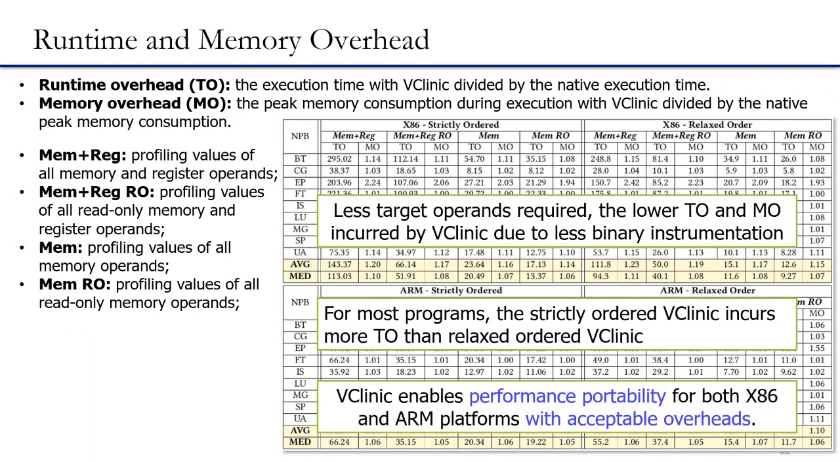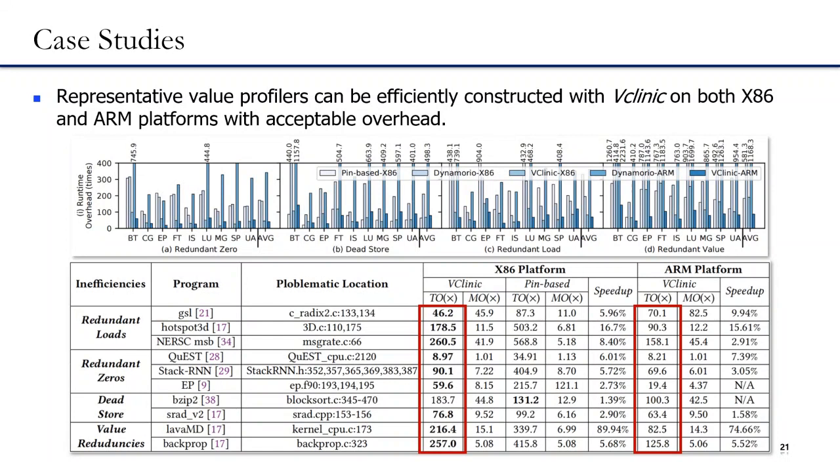In sum, VClinic enables performance portability for both platforms with acceptable overhead. Representative value profilers can be efficiently constructed with VClinic on both platforms with acceptable overhead. Guided by the value profilers built upon VClinic, we can achieve significant speedup for real-world programs on both platforms.